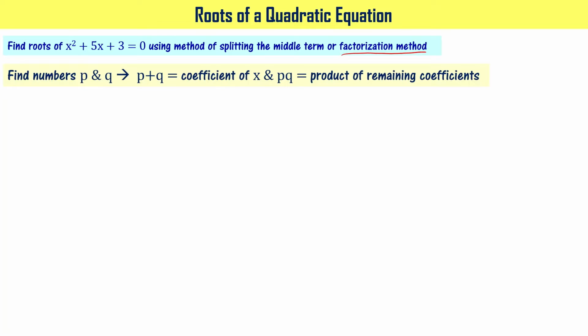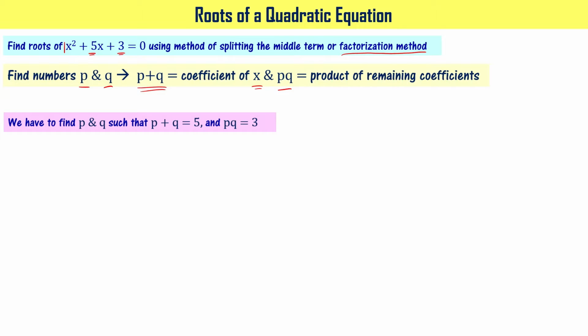We know that in the factorization method, we have to find two numbers p and q such that p plus q is equal to the coefficient of x. In this particular case, it is going to be 5, and pq is equal to the product of the remaining coefficients, right? What are the remaining coefficients? 1 and 3, right? Their product is equal to 3. It means we have to find two numbers p and q such that p plus q is equal to 5 and pq equal to 3, right?